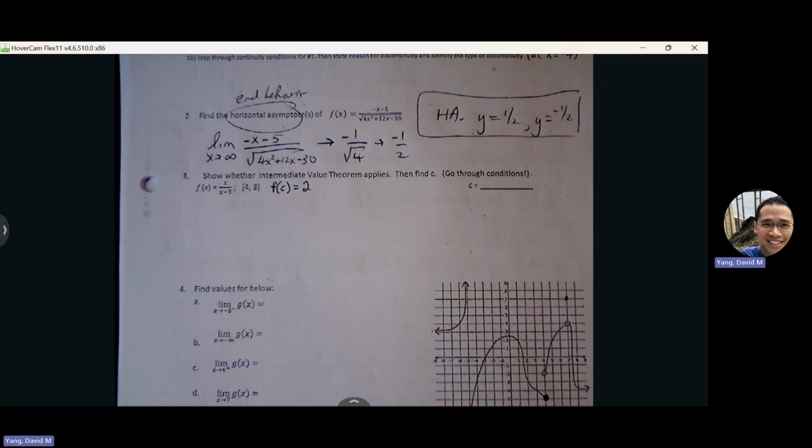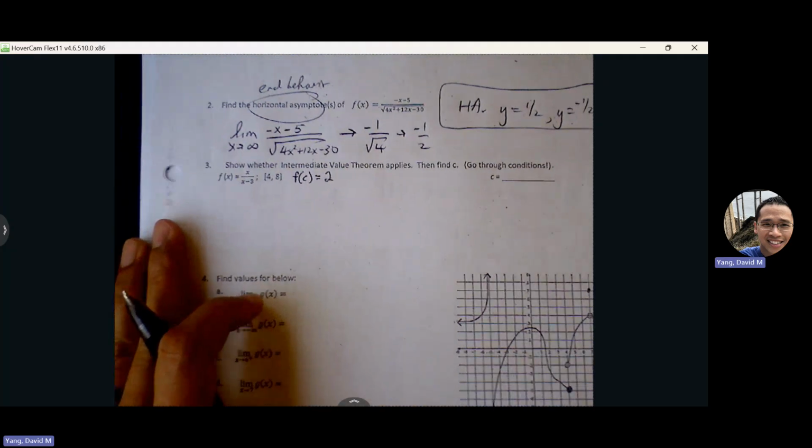Right, number 3. We're going to go through the intermediate value theorem, which is to test for continuity and then test endpoints and see if our target y value of 2 is going to land between the endpoints. So our first step is establishing whether there is continuity.